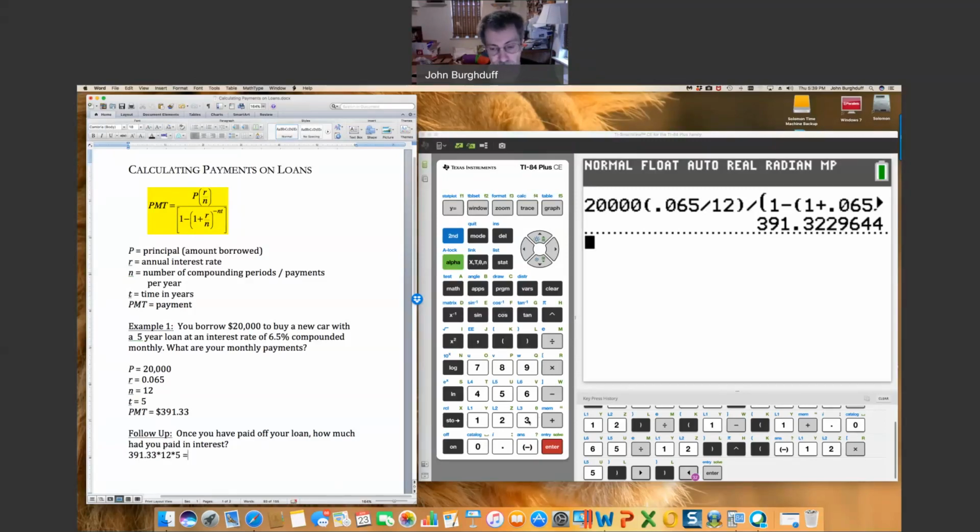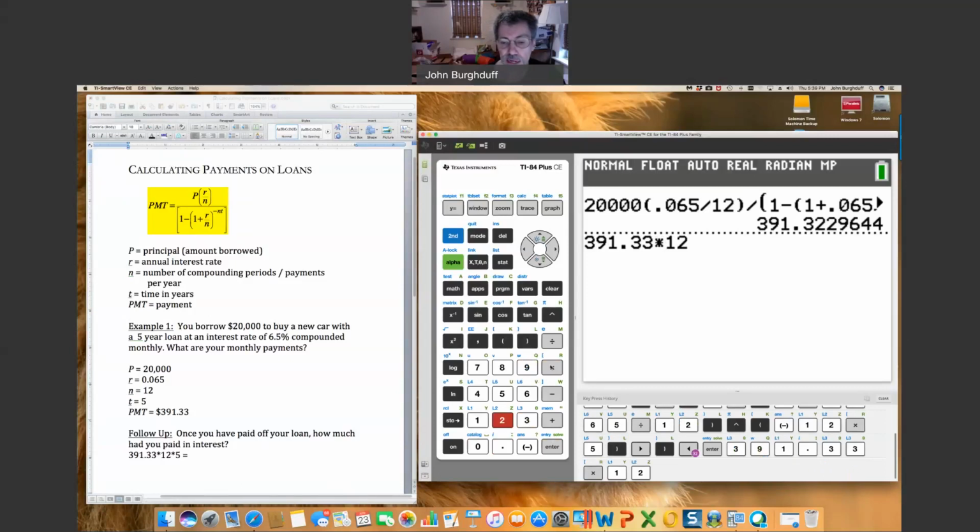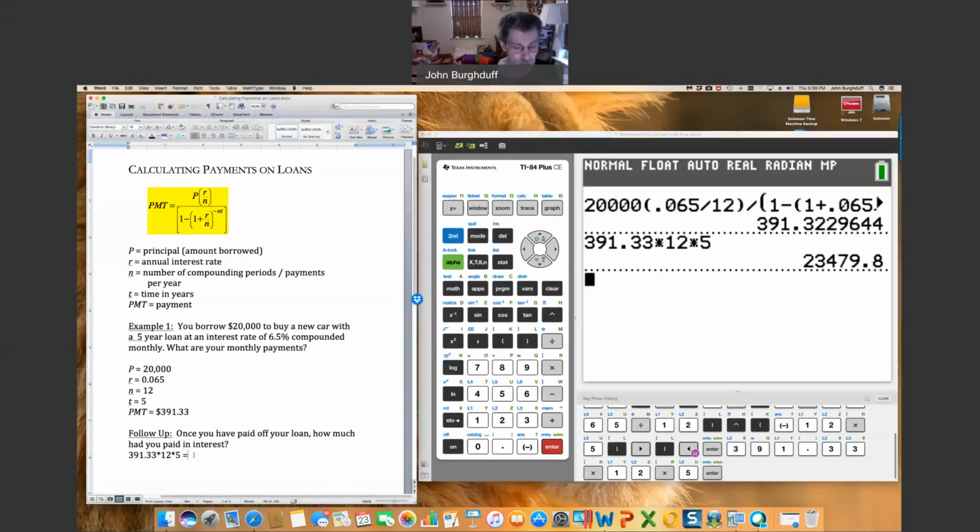Let's figure this number out. 391.33 times 12 times 5. This represents the amount of money you have actually paid over the course of the 5 years, $23,479.80. But wait, what you borrowed was $20,000. You're paying back $23,479.80. The difference represents what you have had to pay in interest.